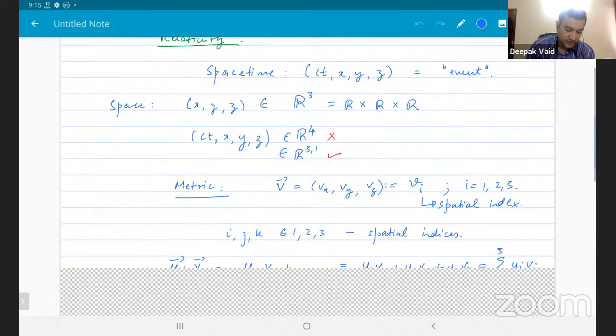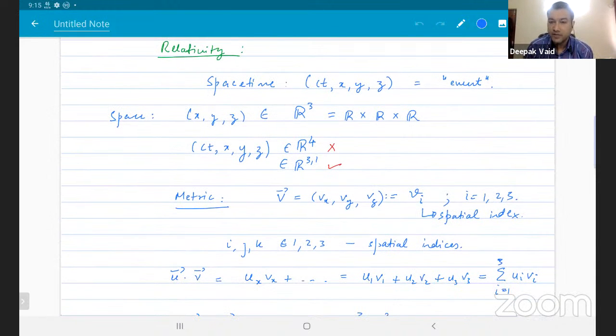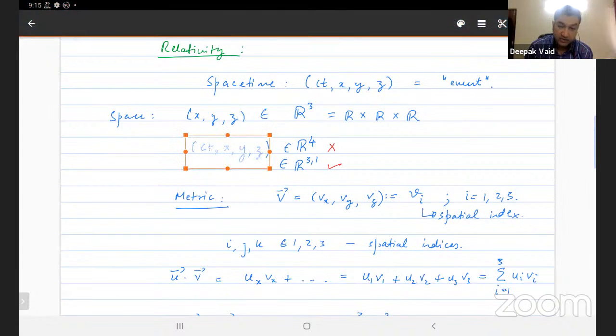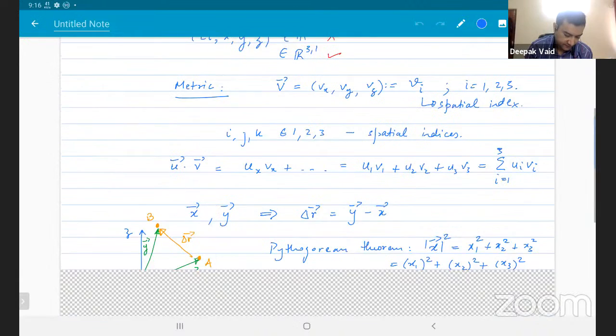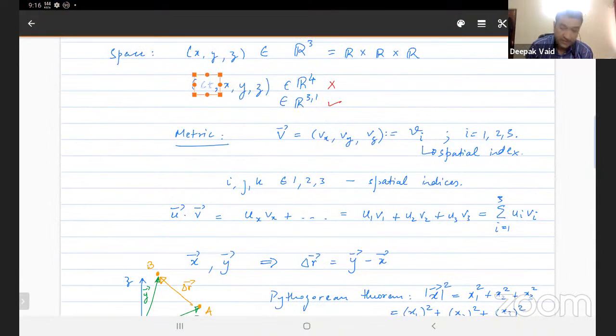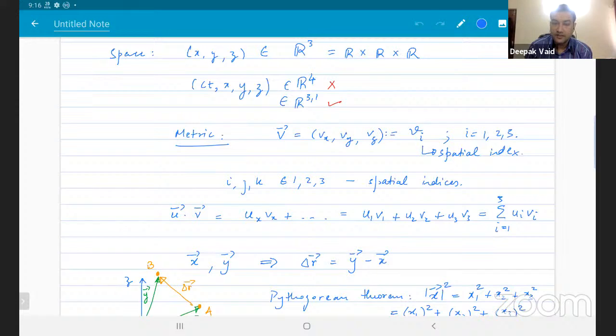So Minkowski spacetime, right, 3+1 dimensions, is the structure that is used to describe relativistic physics in our world. And points in this spacetime are labeled by 4 numbers, right? T, X, Y, Z. We multiplied T by C to make all the coordinates have the same dimensionality.